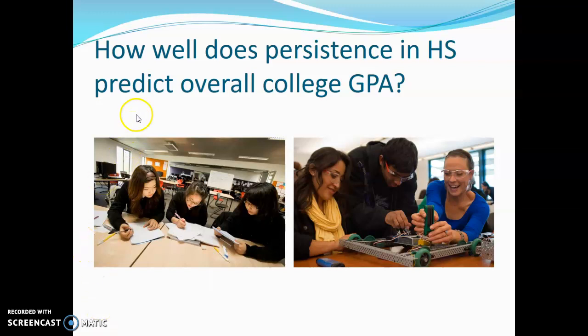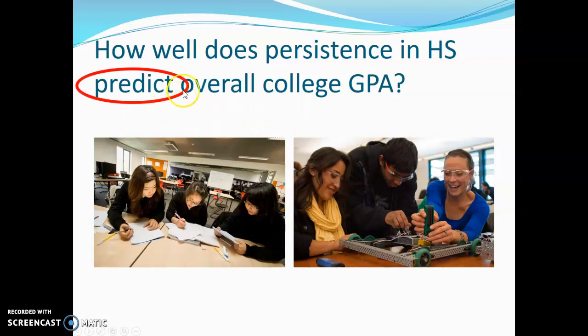So the first question we're going to look at is how well does persistence in high school predict overall college GPA? Persistence is this idea that you're going to keep trying, even when you run into problems. You're not going to give up easily. So that ability to persist, how well does that predict later in life when you get into college GPA?